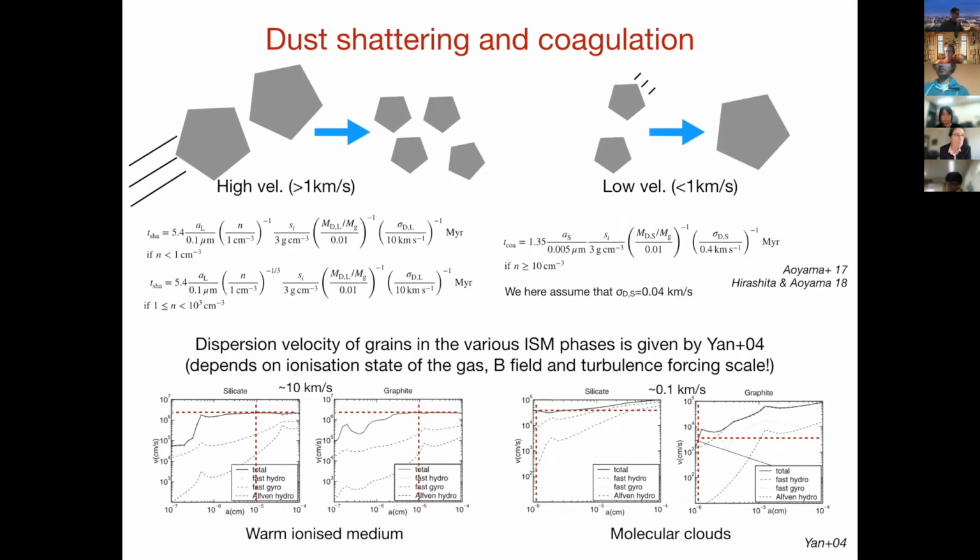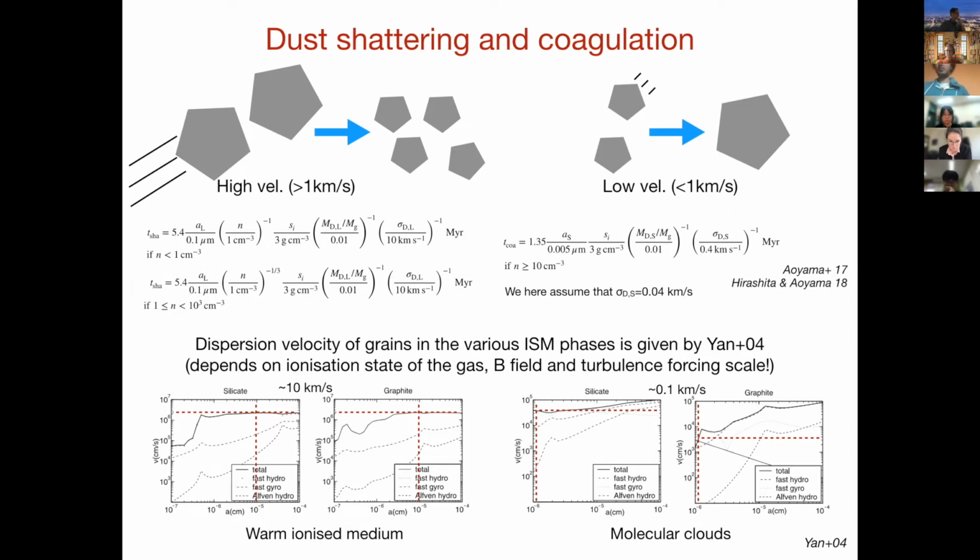The other important process for dust is dust shattering and coagulation, which is a process transferring mass in the dust phase, right? So this is just transfer of mass between grains. Shattering is happening in the diffuse phase of the ISM, so typically below a particle per cc. So it's big grains that collide together at high velocities, typically above kilometers per second, and which shatter into small fragments.